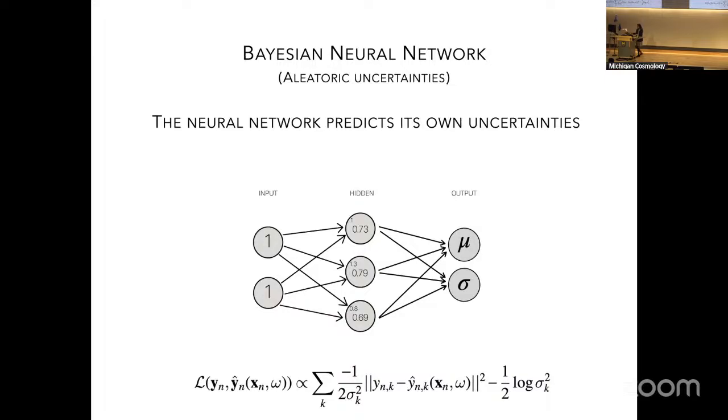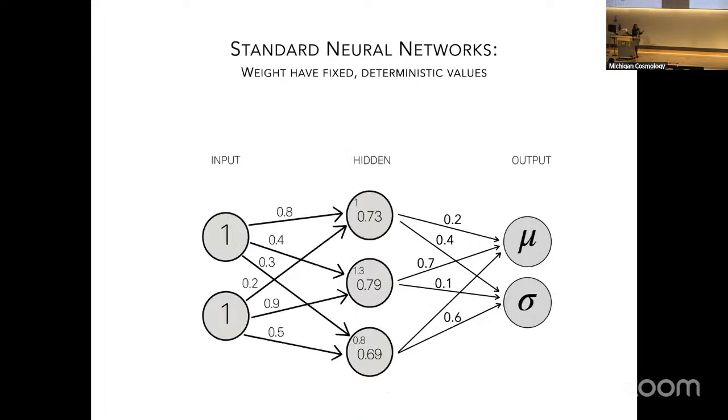So in a regular neural network, all the weights have fixed deterministic values. Sorry, I was pointing at the wrong thing, but all the weights here, on the arrows, have fixed deterministic values. That means every time I put the same thing in, I get the same thing out.